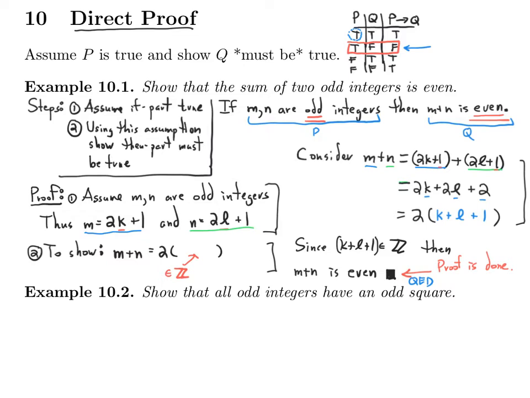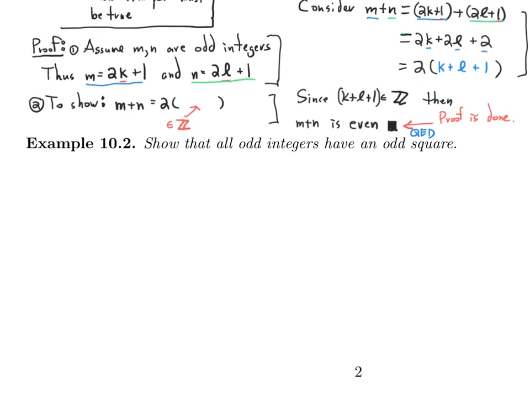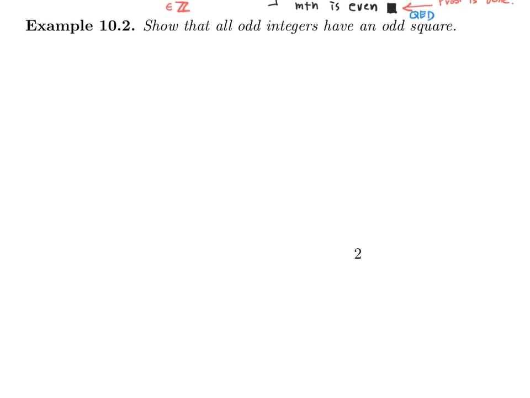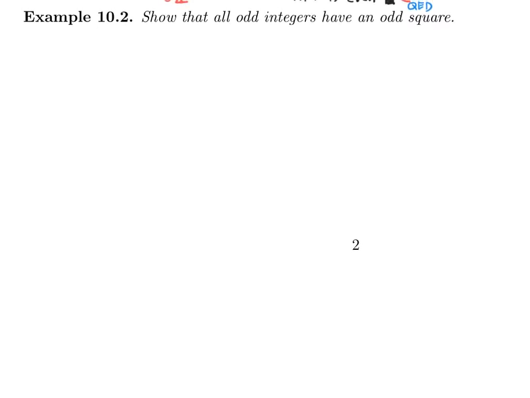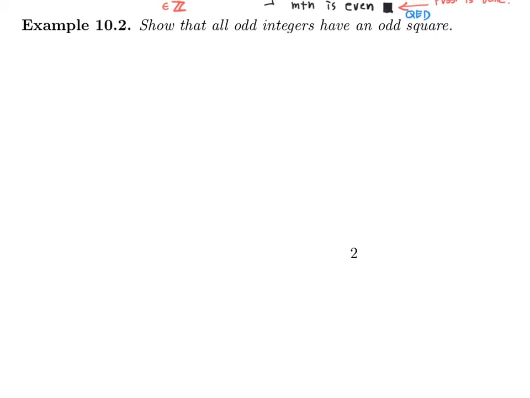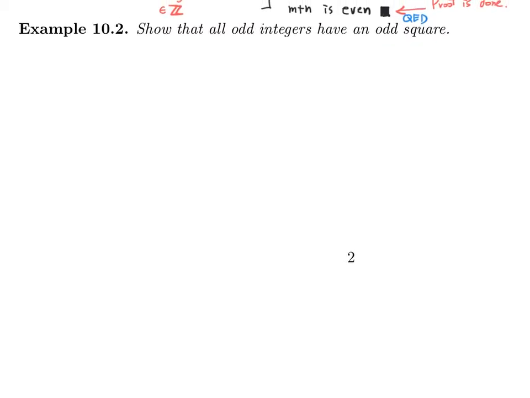Okay, let's keep going here. Let's do one more example, example 10.2. And we've seen a proof already. Maybe I'll get you guys to try this on your own at first, and we'll do it in stages. So first of all, try and rewrite this sentence, show that all integers have an odd square. Write this as a conditional sentence. So if something, then something else. So give that a go. Pause the video now and try that.